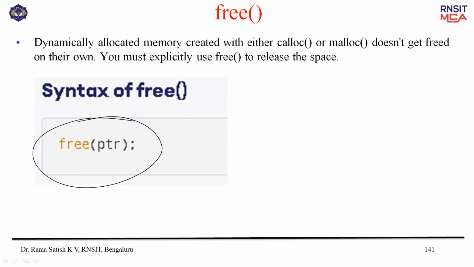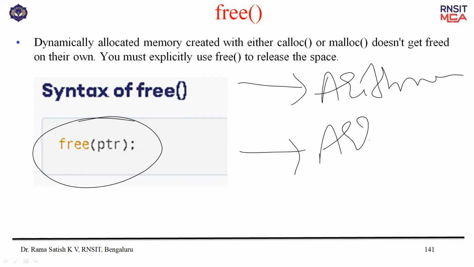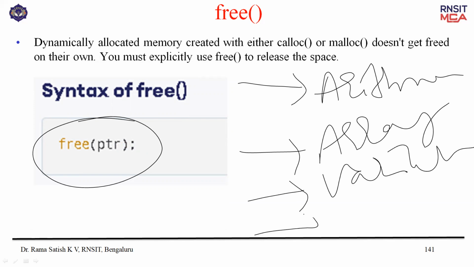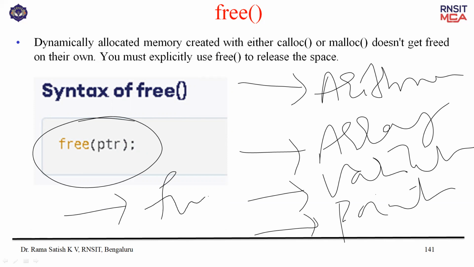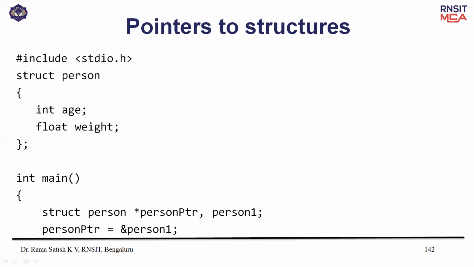We have seen pointer arithmetic operations, pointers to arrays, pointers to normal variables, pointers to pointers, pointers to functions, and dynamic memory allocation. The last concept is pointers to structure variables. Very, very important.